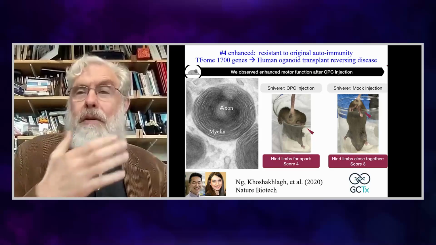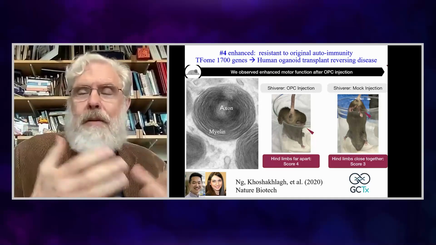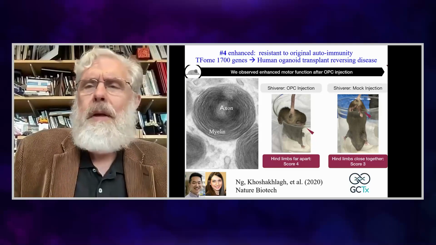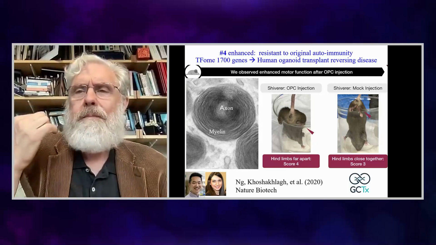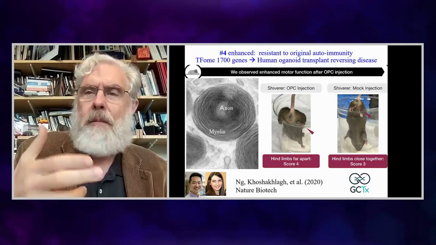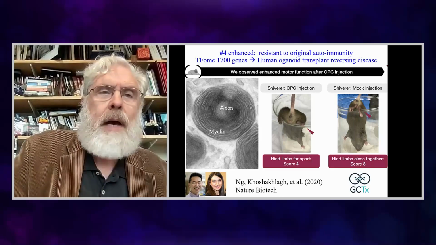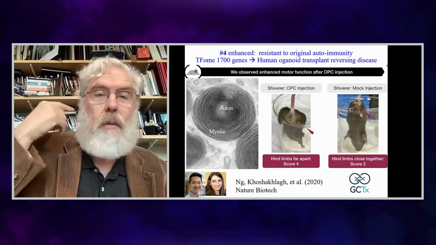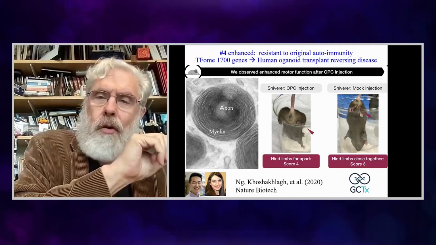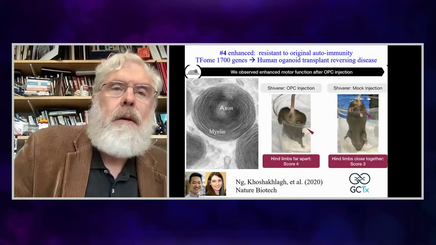Now, second example, very different example. Here, we're not transplanting from pigs into primates, but from primates, humans, into mice. And here, the enhancement is solving an autoimmune disease like multiple sclerosis that causes demyelination, loss of the myelin sheath that goes in the white matter of your brain that allows the neurotransmission to go exceptionally fast.